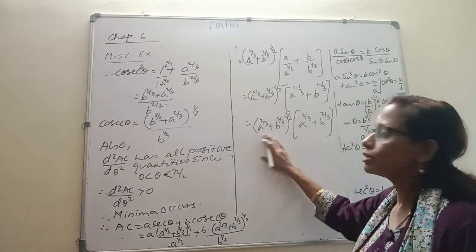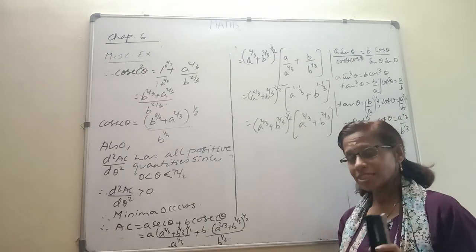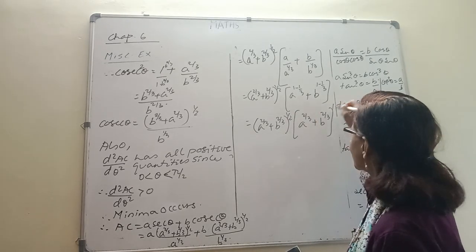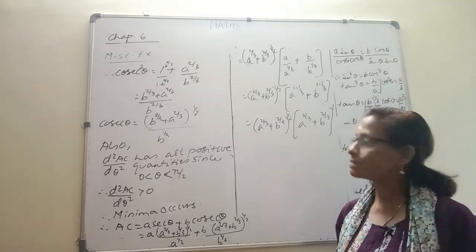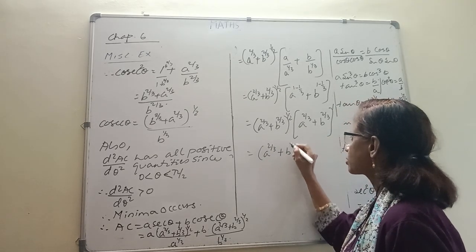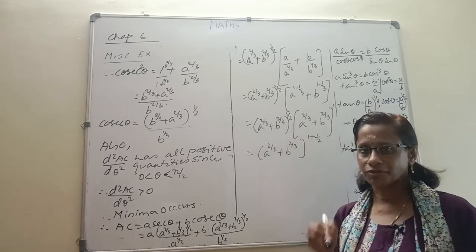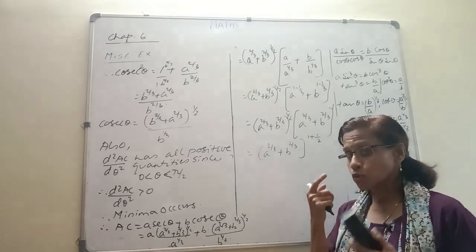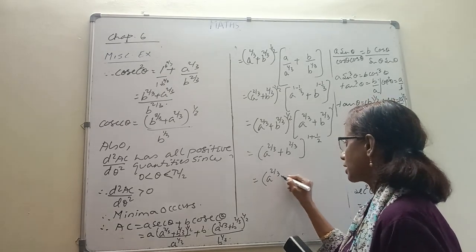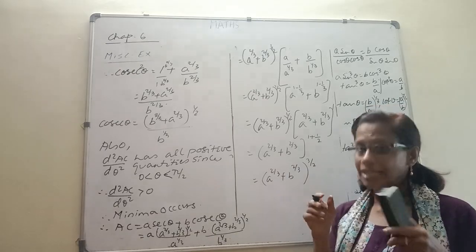Now when we carefully look at these two bases, they are one and the same. You know that in exponents, if the bases are the same, you can add the exponents. So here the exponent is half and here the exponent is 1. Bases are the same, so you can add the exponents. A raised to 2 over 3 plus b raised to 2 over 3 is the base, which remains as it is. We can add the exponents 1 plus half. 1 plus half we all know is 2 over 2 plus half, which is 3 over 2. So that is a raised to 2 over 3 plus b raised to 2 over 3, raised to 3 over 2. That's exactly what they have asked us.